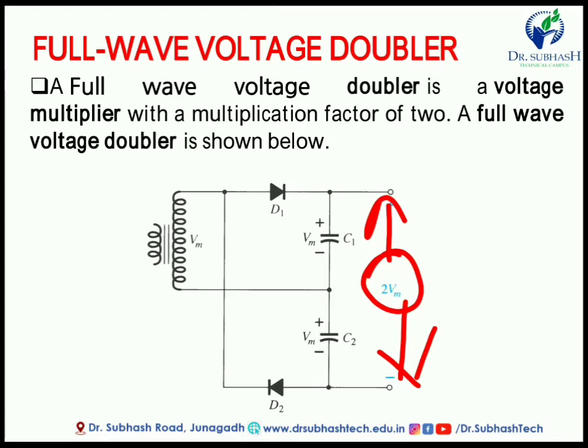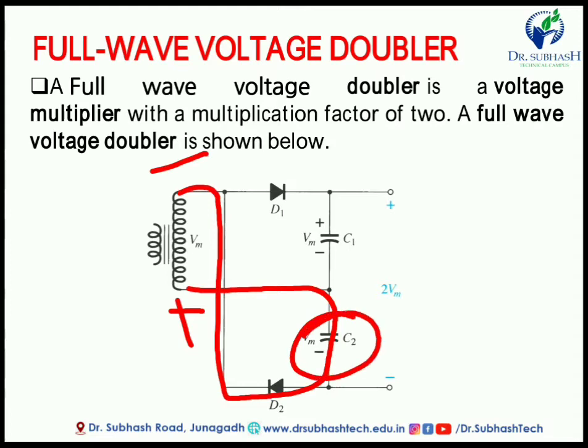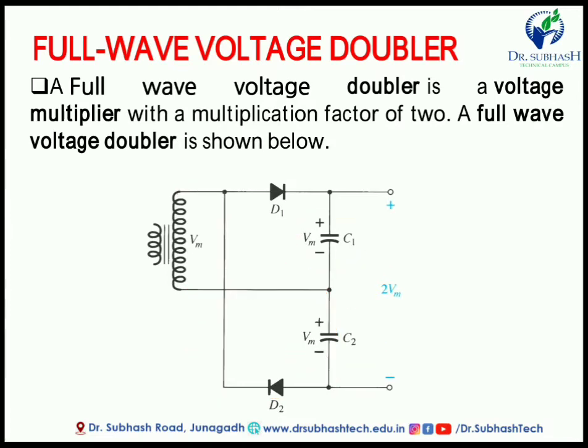So this is full wave, because in the positive half cycle this terminal is positive and this terminal becomes negative. Here this terminal is negative, so diode D1 will conduct through capacitor C1. In the negative half cycle, what happened? This is positive, this terminal becomes negative, so diode D2 conducts, because diode D2 is in forward bias. So here you get Vm voltage, here also you get Vm. The total voltage is the C1 voltage plus the C2 voltage, and it becomes 2Vm.